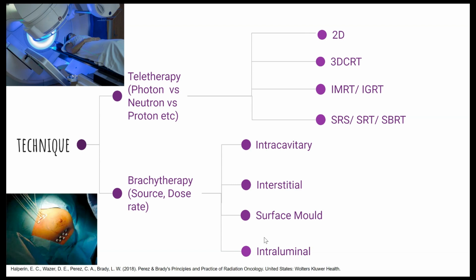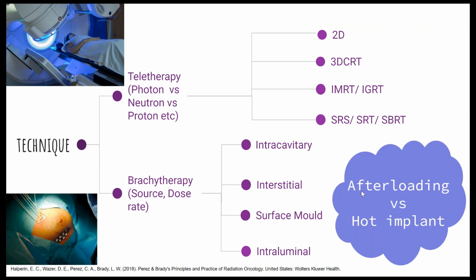Then intraluminal, where we put a catheter into a lumen like the esophagus or the trachea, and we put the source into that lumen. Now, for brachytherapy, we need to know two terminologies. One is afterloading, and the second is hot implants. Hot implants mean the radiation worker would be handling the radioactive material directly and put it into the patient's body.